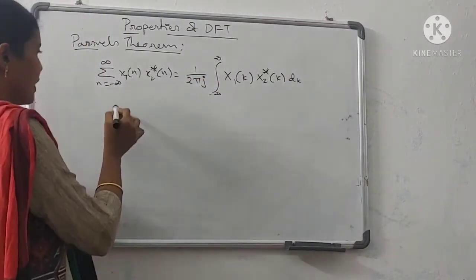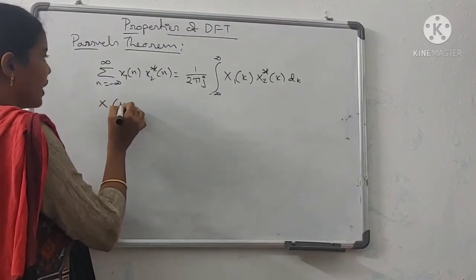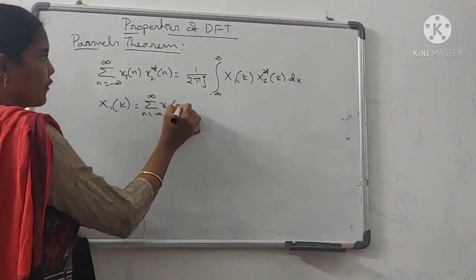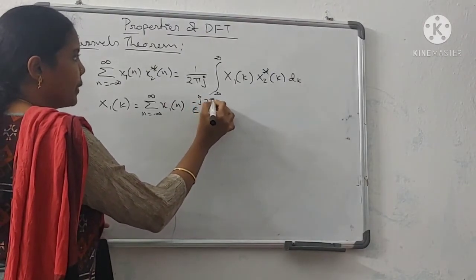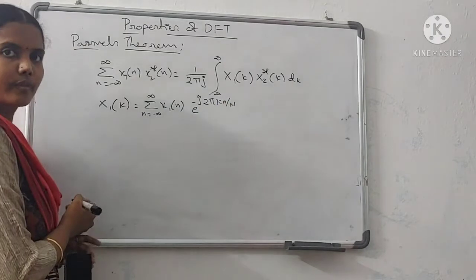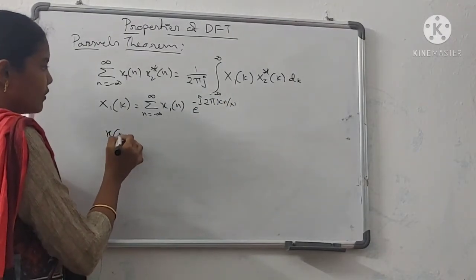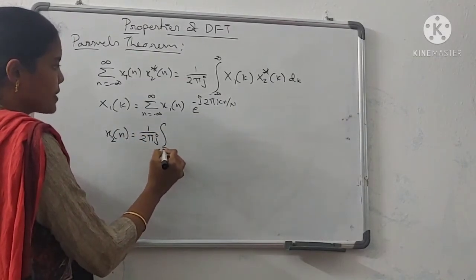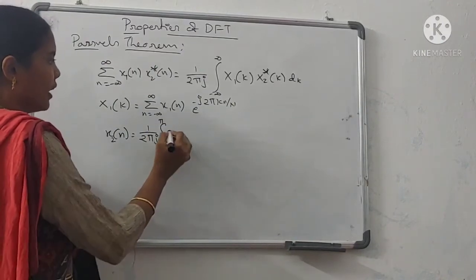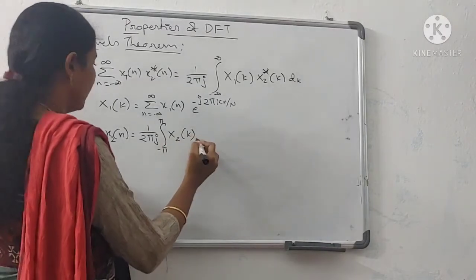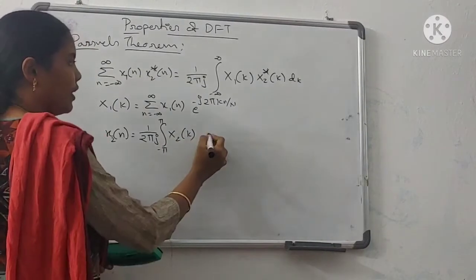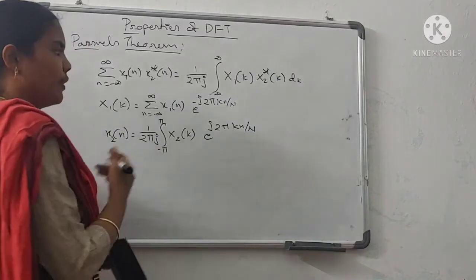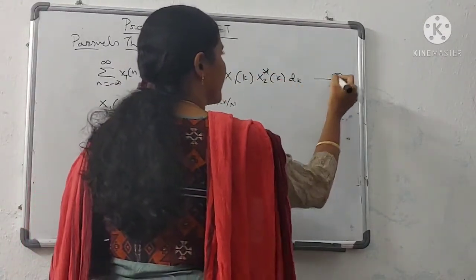Okay, so in that, x1 of k is equal to summation n equals minus infinity to infinity of x1 of n e power minus j 2 pi kn by n. Now x2 of n is equal to what? 1 by 2 pi j integral, you have to take the limits of minus pi to pi, x2 of k e power j 2 pi kn by n. So this is x2 of n. So keep this as equation 1.